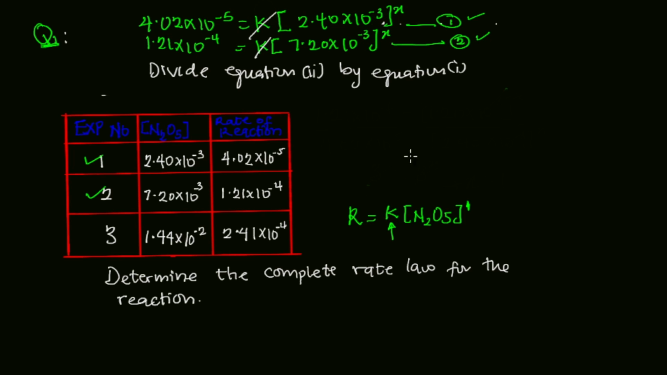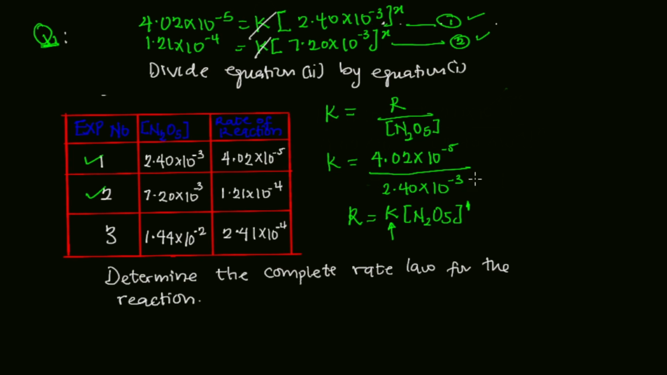I can make my K the subject of the formula, so I'm going to have K equals R divided by the concentration of N2O5, right? So in that scenario, K is going to be equal to the rate of reaction, as far as this one is concerned. If I'm going to use equation 1, that's going to be 4.02 multiplied by 10 raised to the power minus 5, divided by 2.40 times 10 raised to the power minus 3. Since everything here is raised to the power of 1, I don't need to bother myself by actually indicating it.